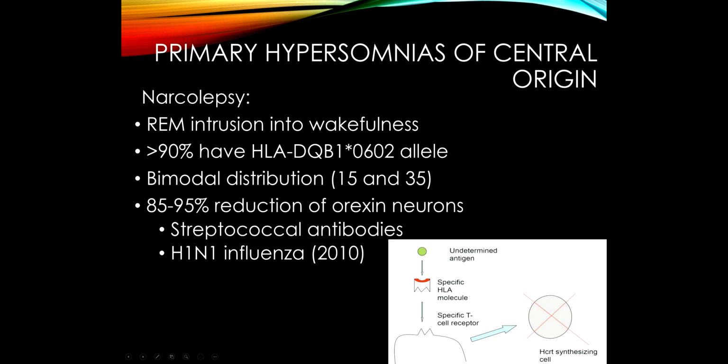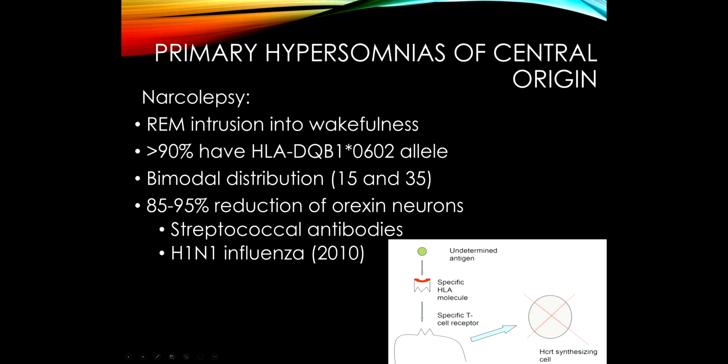Our next category are the primary hypersomnias of central origin, and probably almost of anything in this handout, there are more board questions on narcolepsy than anything else. So think of narcolepsy as a problem with REM intrusion into wakefulness. So what happens during REM sleep? Well, this is dream sleep. This is when you have muscle paralysis. And so we're going to see that intruding into wakefulness.